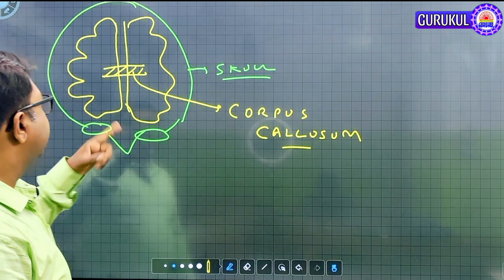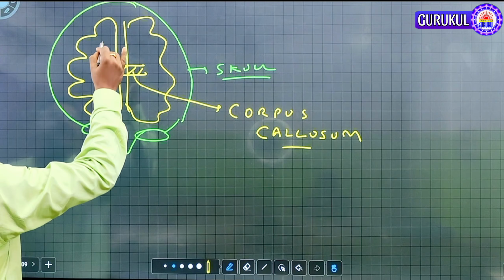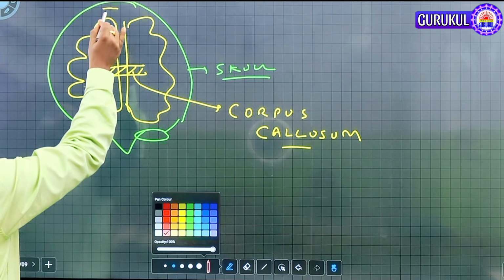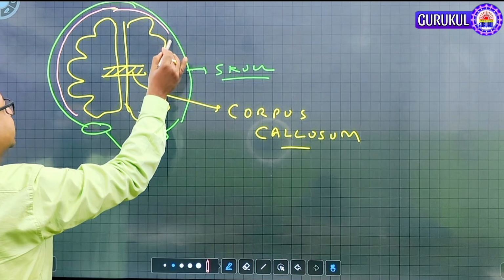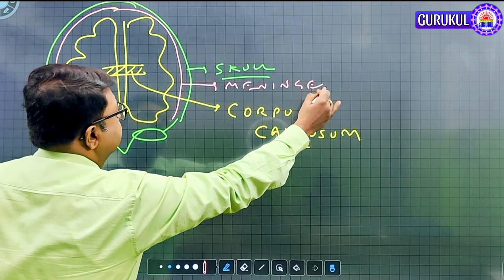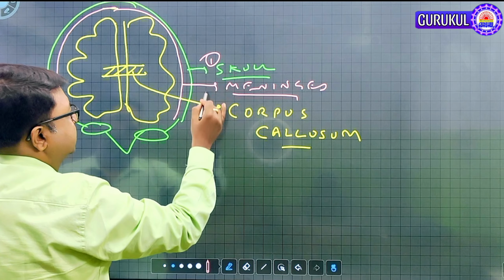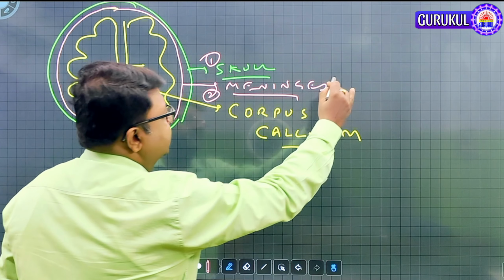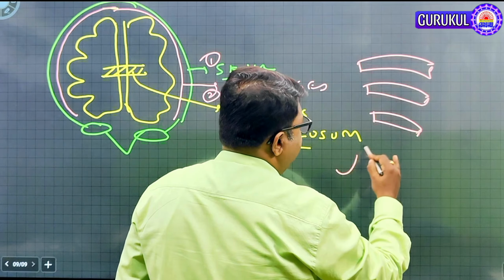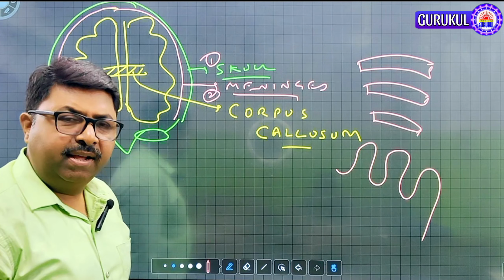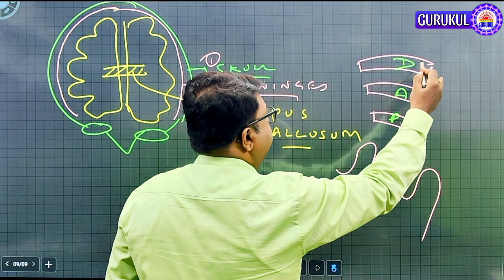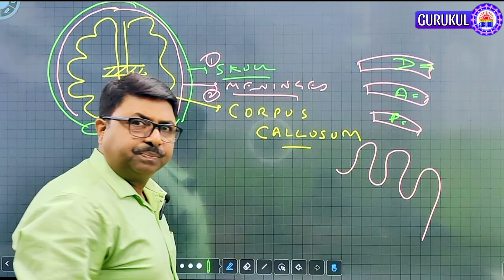Outside the brain and within the cranium, what is present? These are the meninges. Meninges is the second covering after the skull, and it has three coverings from outside to inward. These three coverings are called DAP: dura mater, arachnoid, and pia mater.